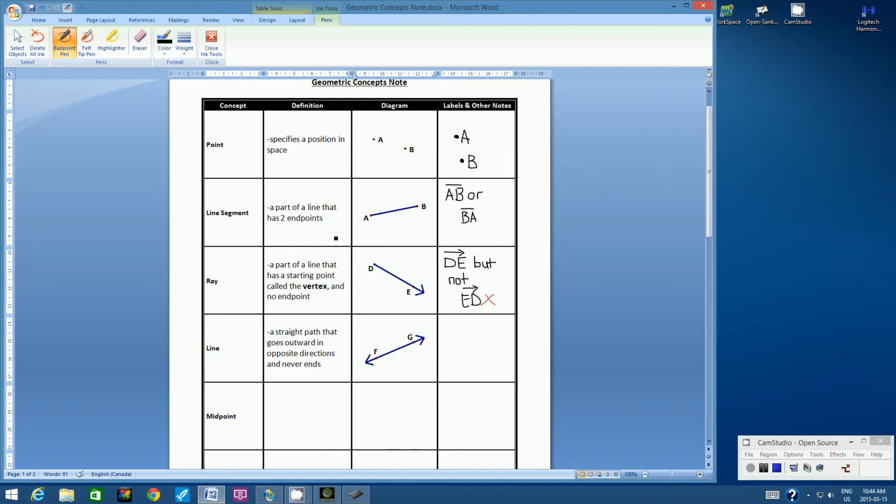So how would we label this line? This is how it would look. We could write it two ways. We could write it as FG with a double arrowhead over top, or it's perfectly acceptable to write it the opposite way, because unlike a ray, there is no direction for a line. So in this case, this line could be labeled line FG or line GF.